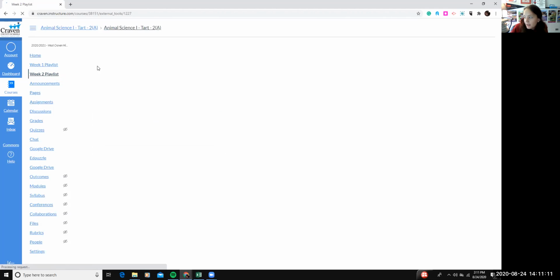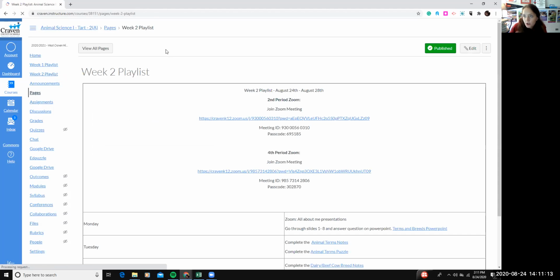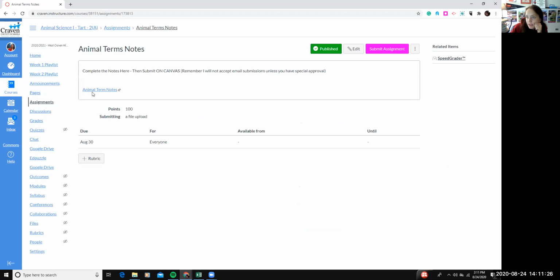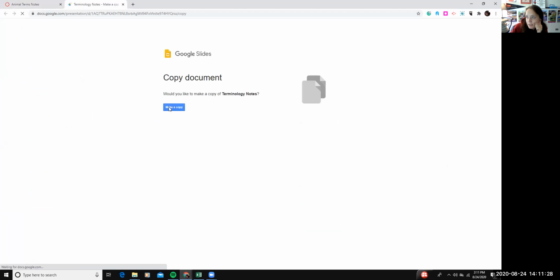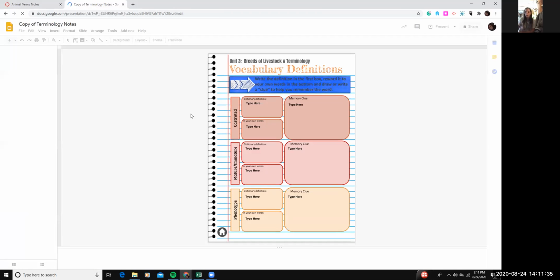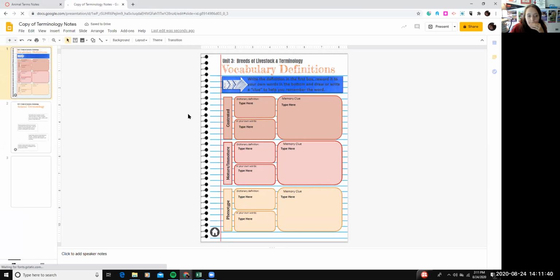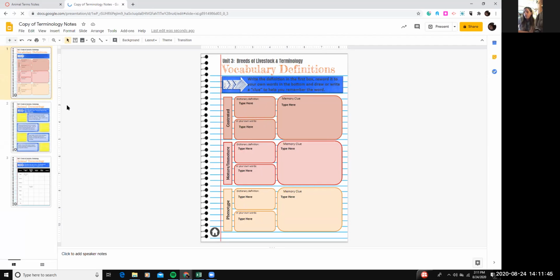If you do decide to work ahead for this week, I just want to show you how to do the notes for tomorrow. We're going to go over some of this tomorrow too, but in case you decide to work ahead, if you go to the animal terms notes assignment, it'll have you make a copy. Wait, after we answer the first question, do we keep going on the slide? No. I guess you can if you just want to read ahead, but we're going to go through them as a class.